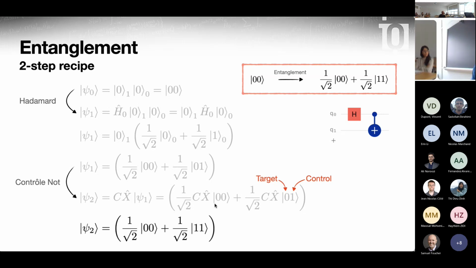And you can write all of this with vectors and matrices, but you will get tired because this can get more complicated. So it's easier to write it down in terms of the Dirac notation. Okay?